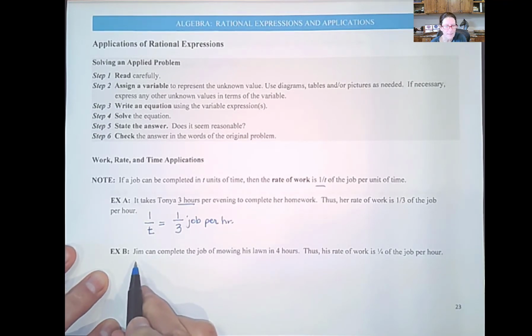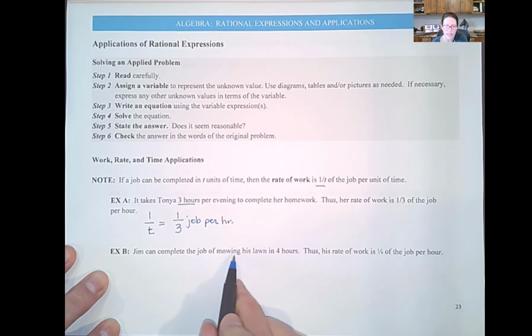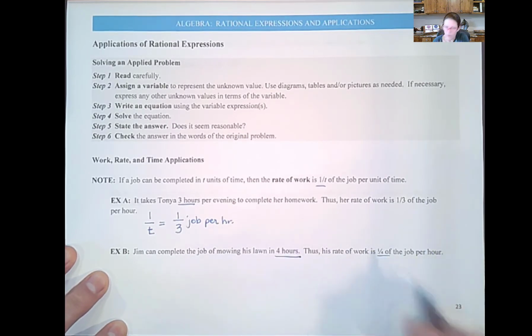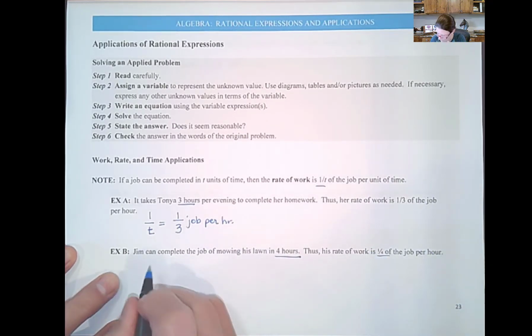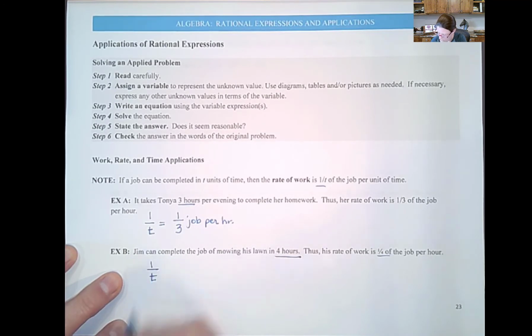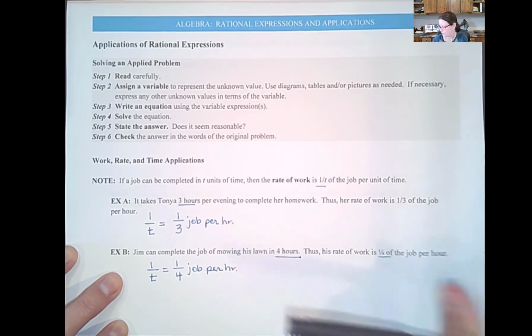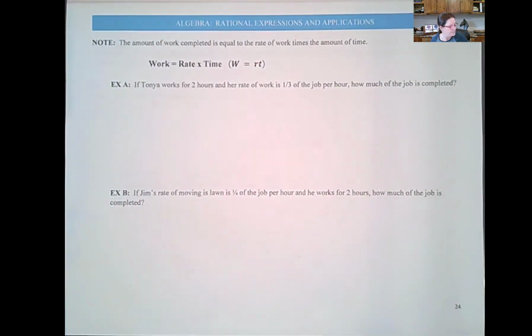In example B, Jim can complete the job of mowing his lawn in 4 hours. Thus, his rate of work is 1/4 of the job per hour. And that comes from 1 over T, in other words, 1 over 4. And we would say that's 1/4 of the job per hour. So just take the total amount of time and write 1 over that amount, invert it.